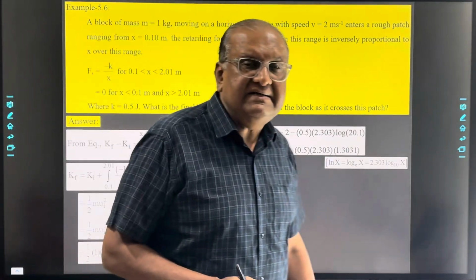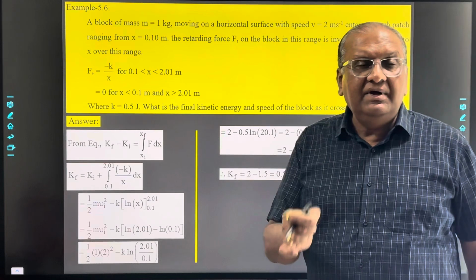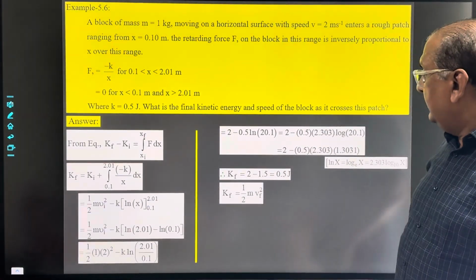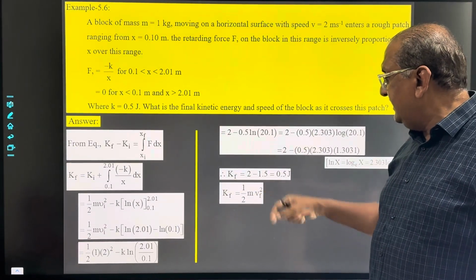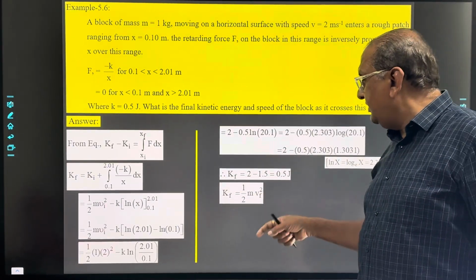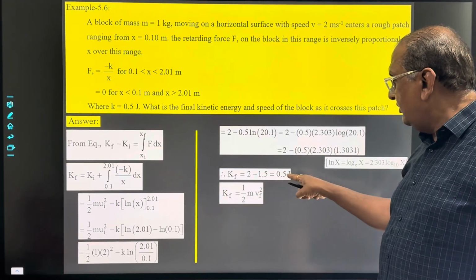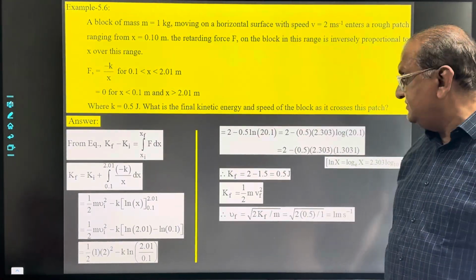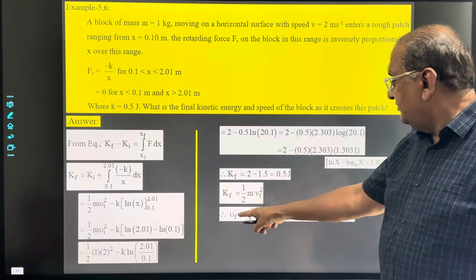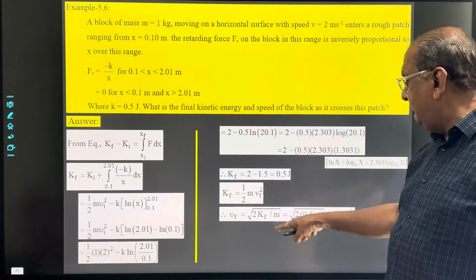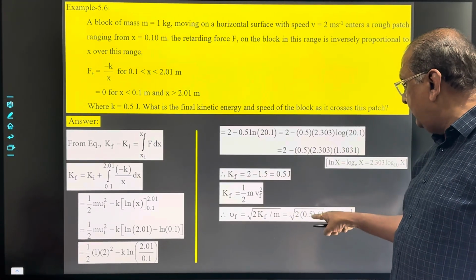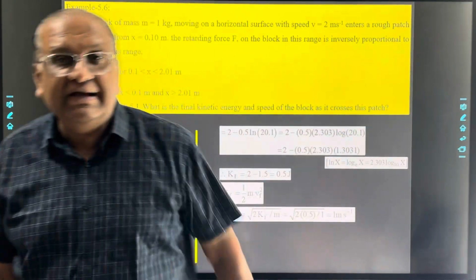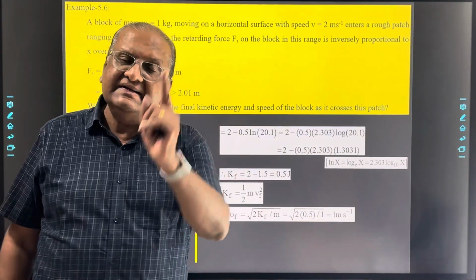Now once we have final kinetic energy, then easily we can calculate the final speed also, because final kinetic energy is half m vf square, where vf is the final velocity. Okay, so Kf equal to half m vf square. Now substitute here Kf, that is 0.5, mass, that is 1 kilogram, and make vf the subject of the equation. So vf is under root 2 Kf by m, Kf is 0.5, m is 1. So you will get final velocity vf, that is 1 meter per second. Clear?